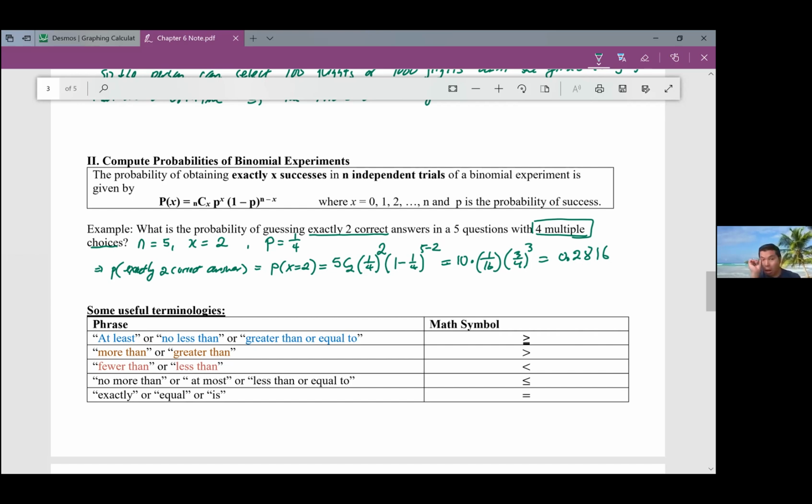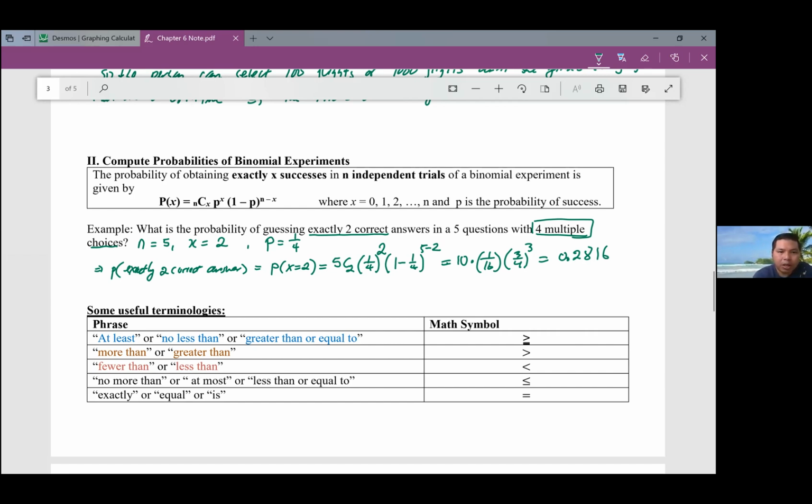So to answer your question, Grayson, right? You want to get exactly 3 heads out of 75 coin flips. Then you will do 75 choose 3, and then 1/2 to the third, and then (1 minus 1/2) to the 75 minus 3, right?